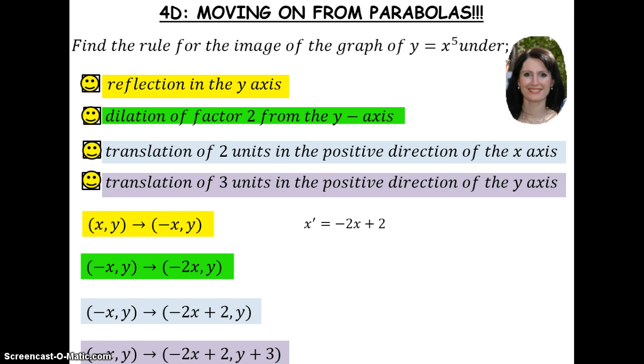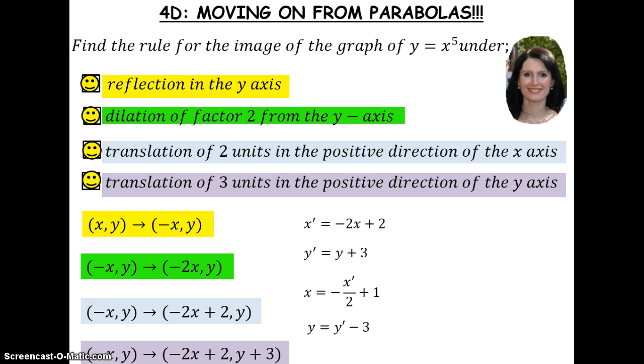Done. Let's now say what x image and y image equal. x image equals negative 2x plus 2 and y image equals y plus 3. Let's rearrange. We get x is negative x image on 2 plus 1 and y is y image minus 3. It's important to find x and y because we want to substitute that into the original y equals x to the 5. We can't substitute x image or y image in because y image and x image are not the same as x and y.